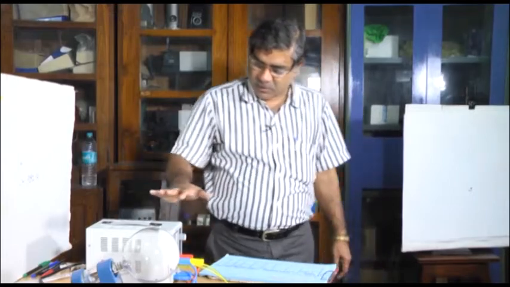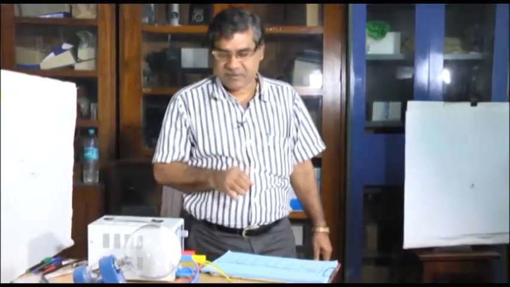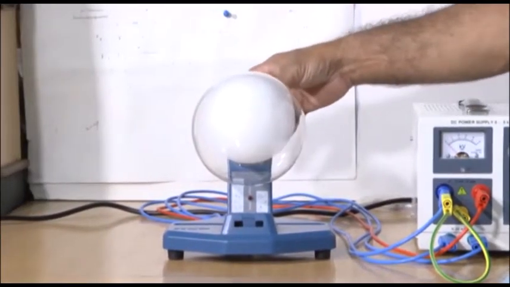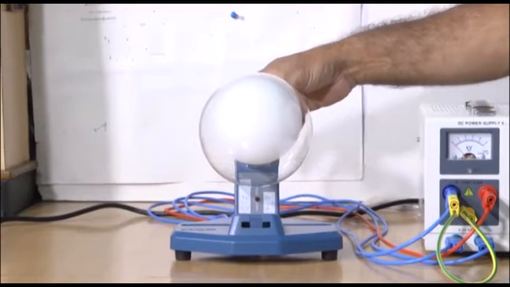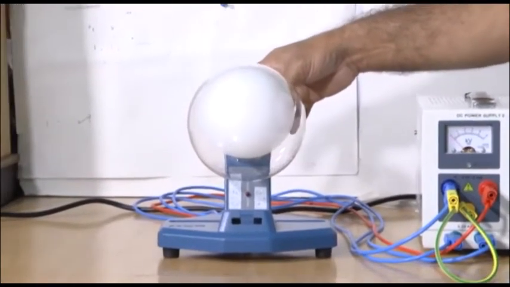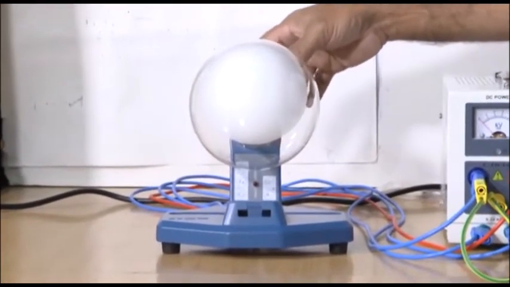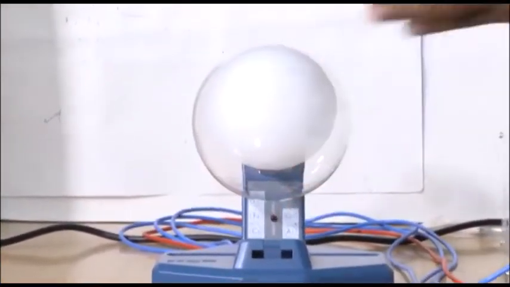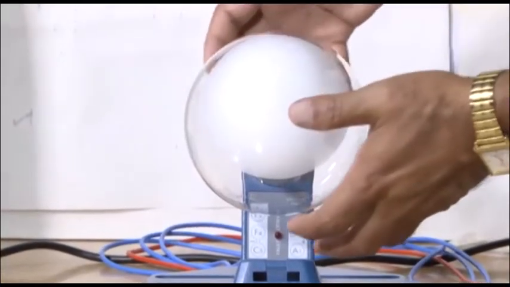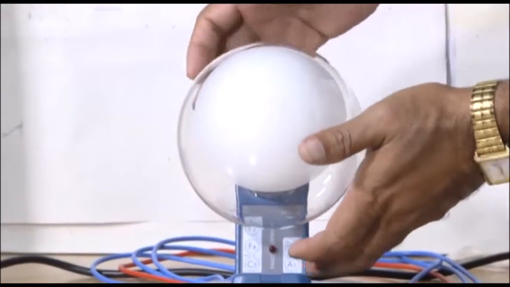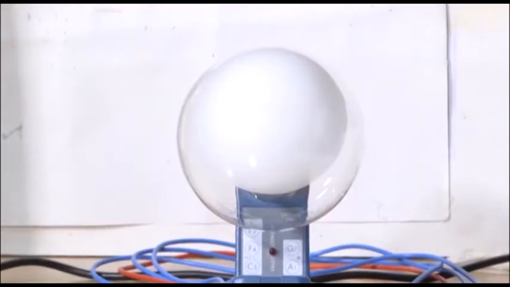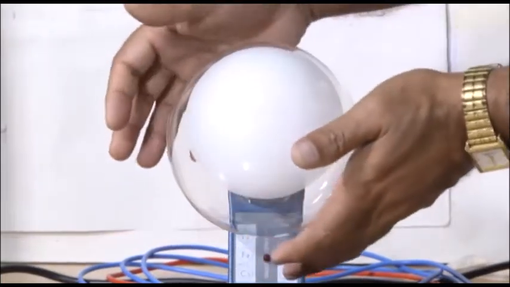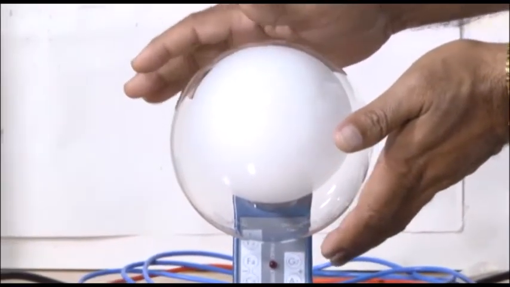So, this is a simple setup for electron diffraction. This is basically a cathode ray tube, a CRO tube, and this spherical ball-like part, the whole system, is in vacuum. One can think of it as a screen.